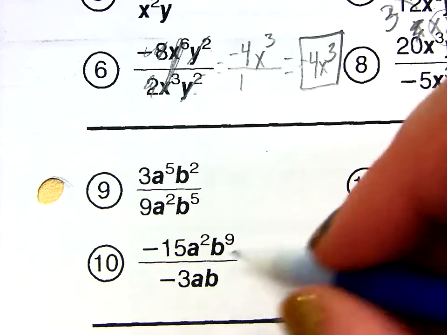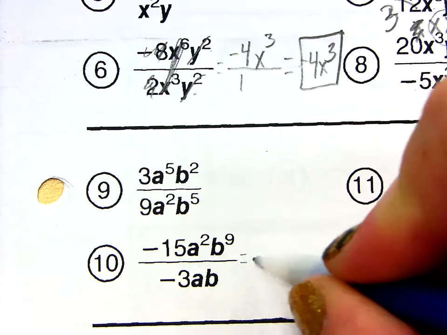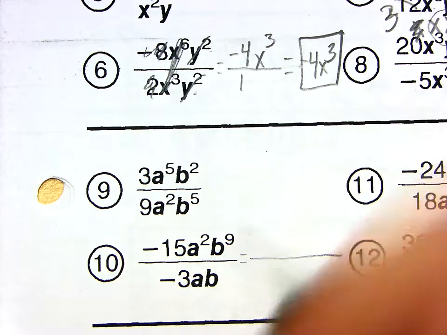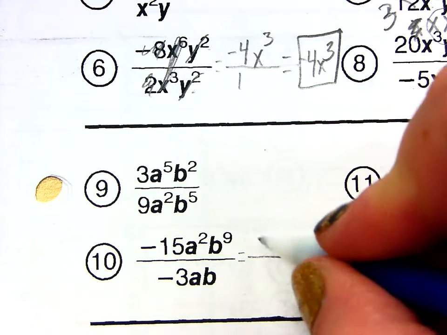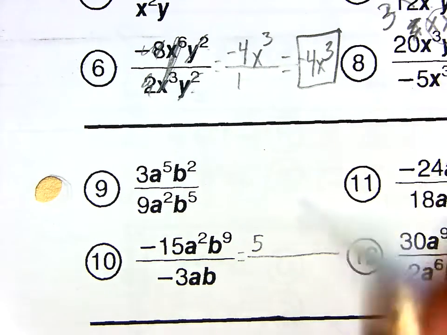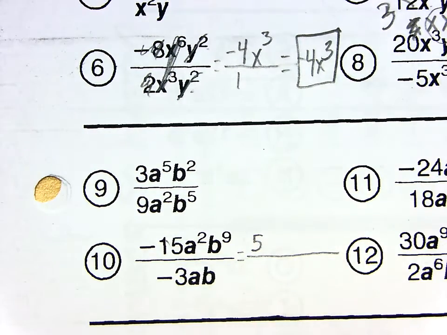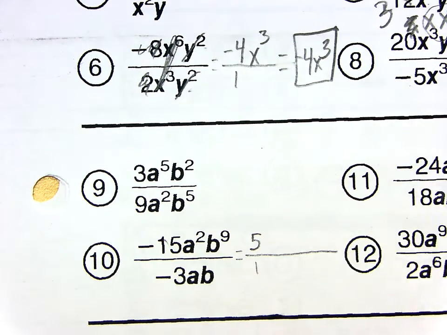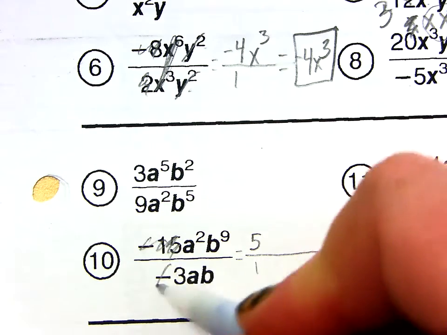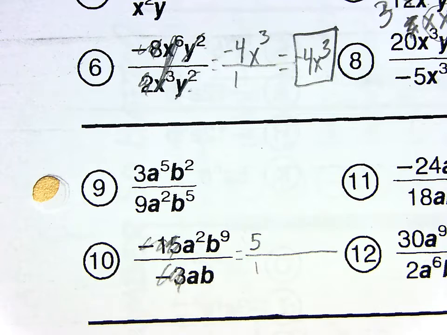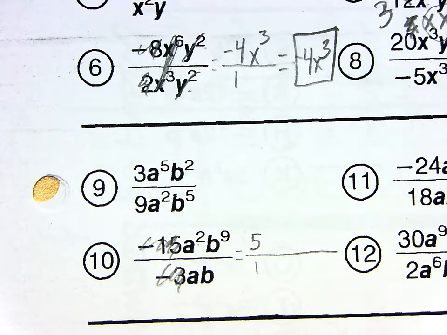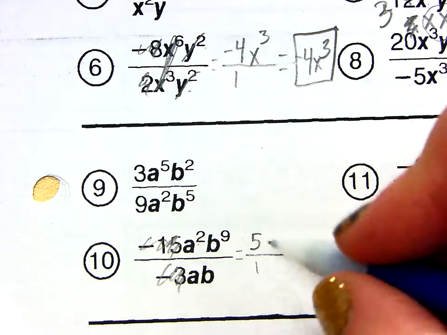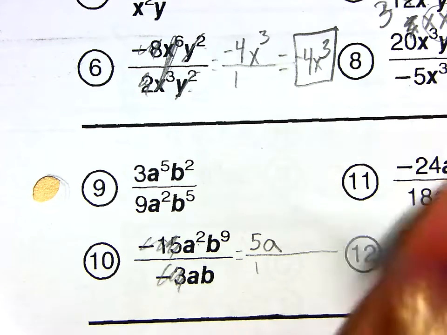10. So I've got negative 15 over negative 3. So what's that reduced to? Negative 5. Careful, do you want it to be positive 5? So I have negative over negative. You can put the 1 in the denominator. It doesn't really matter. Okay, so the numbers are done. You have a squared over a. Cancel them out. You'd be left with a to the first in the numerator.